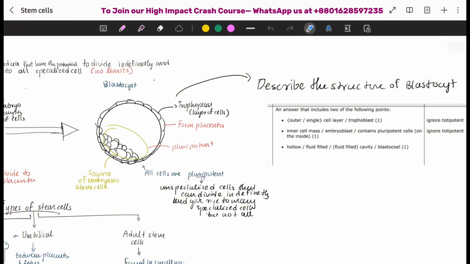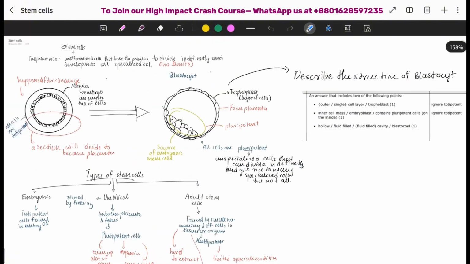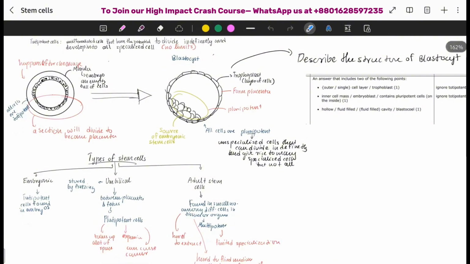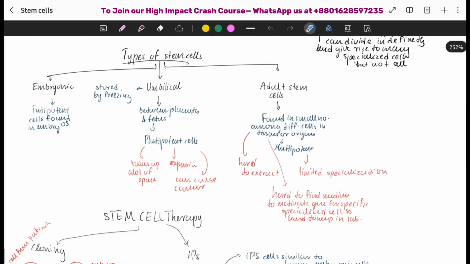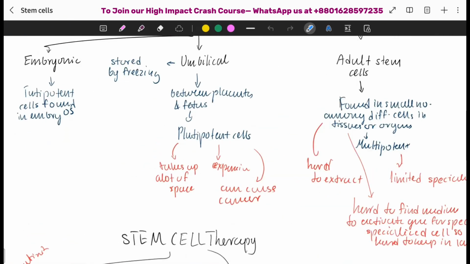And then types of stem cells. So there are embryonic stem cells, there's umbilical stem cells, and there's adult stem cells. I think I did a class on this one also for stem cells, so you guys should not have much of a problem. So I'll just go through it. I told you embryonic stem cells, they're totipotent cells.